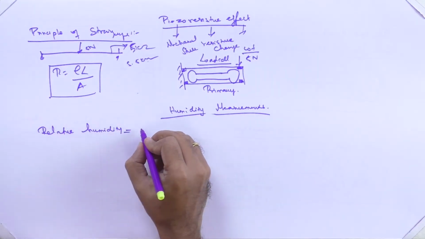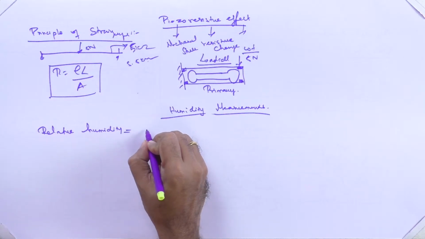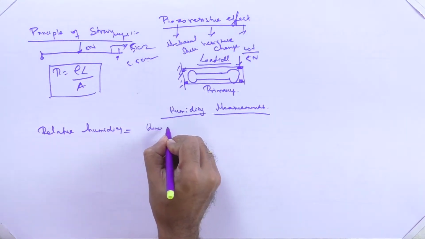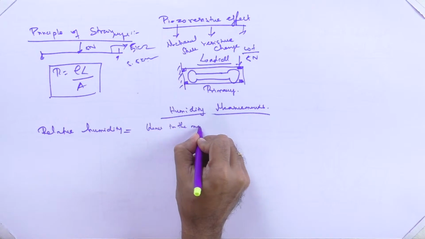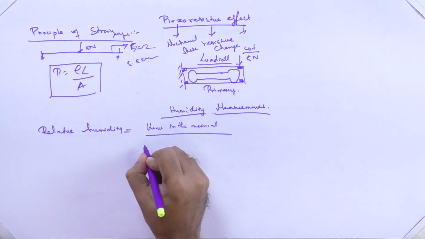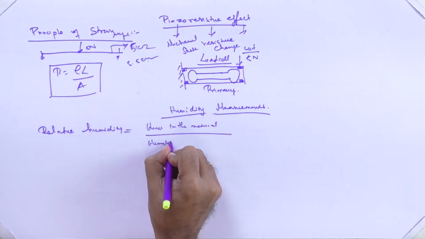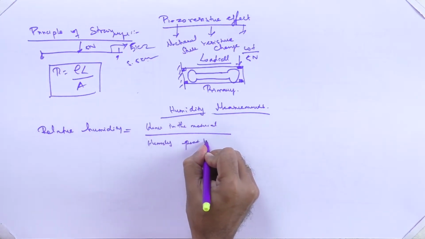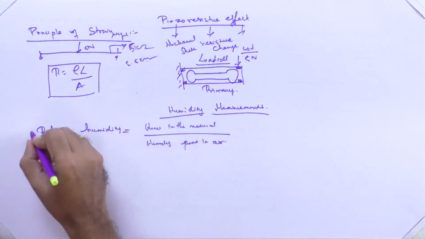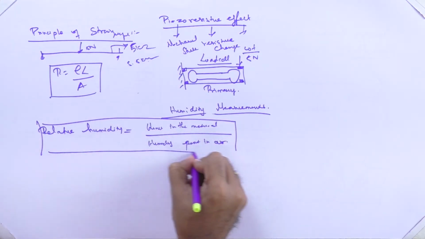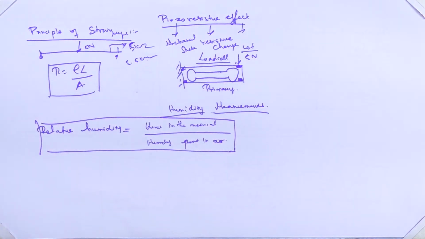which is equivalent to the humidity in the material divided by the humidity present in air. This is relative humidity. Why it is called relative humidity is, we are comparing the humidity present in the air to the material's humidity. That is the reason that it is called relative humidity.